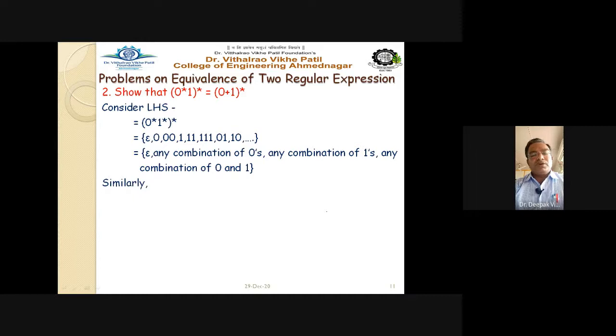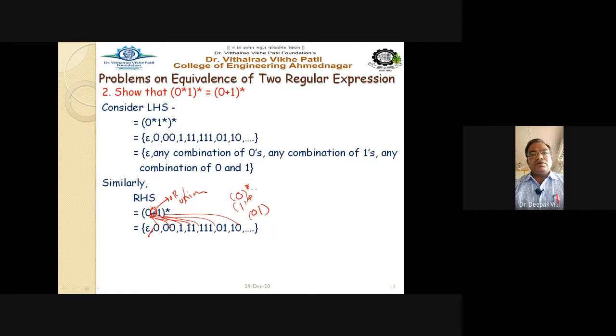Similarly, now take the regular expression on the right hand side. It is nothing but (0 + 1)*. So what does 0 + 1 mean? It is nothing but epsilon, as we have just seen, one occurrence of 0, one occurrence of 1, two occurrences of 0, two of 1, three of 1, 0 1, 1 0. This plus is nothing but your or operator, called the union operator, which we have already discussed. It means either 0 or 1 or both. So you can have 0, 1, or 0 1, and this is having its closure.